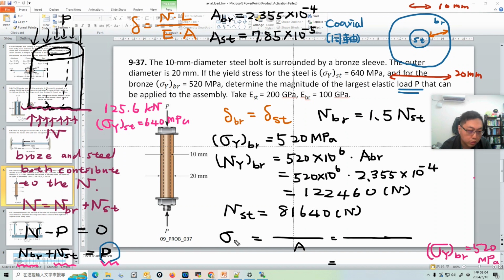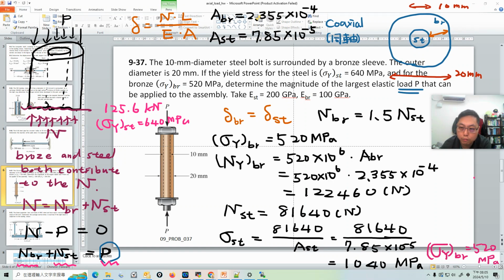At this normal force, what's the normal stress for steel? It's just the normal force divided by the area of the steel. The area of steel we already calculated: 7.85 times 10 to the power minus 5. So divided by 7.85 times 10 to the power minus 5, it will give you 1040 megapascal.